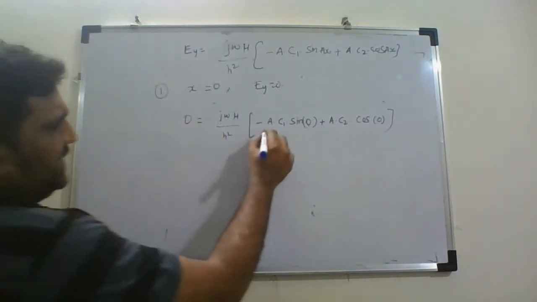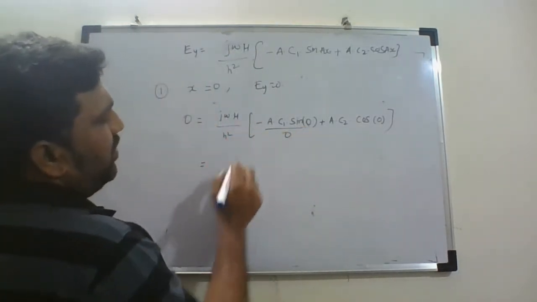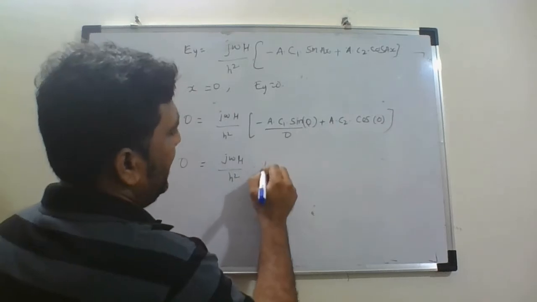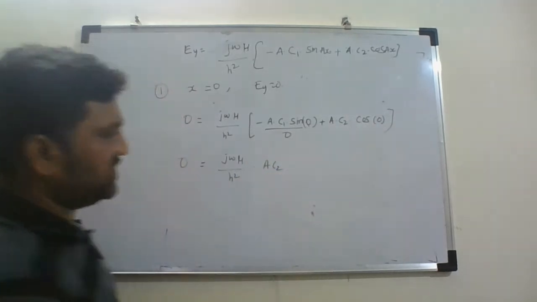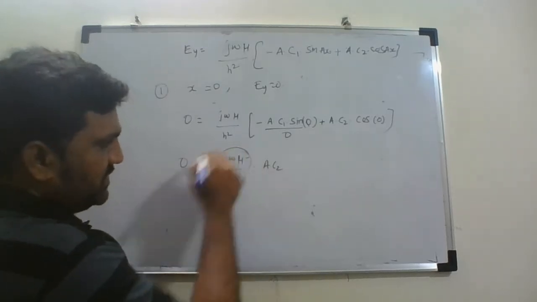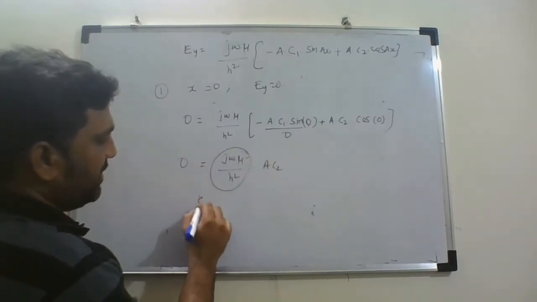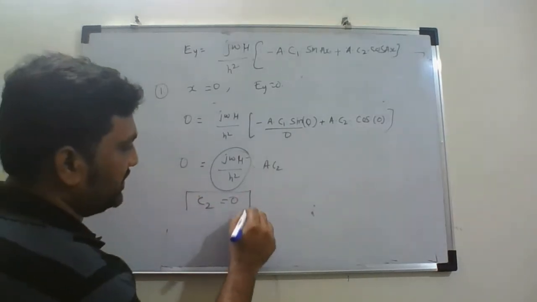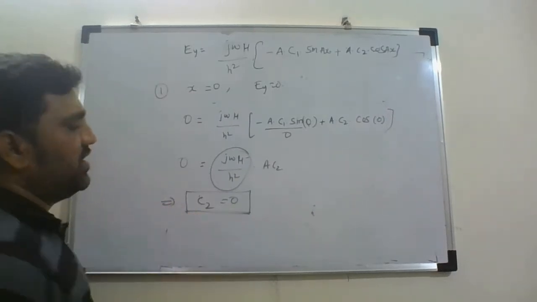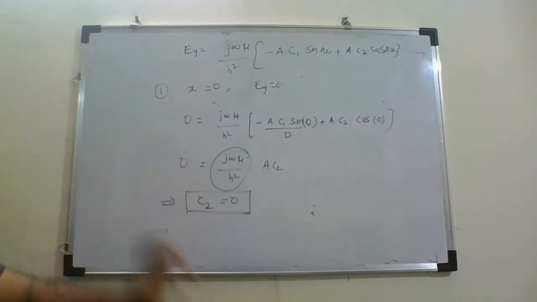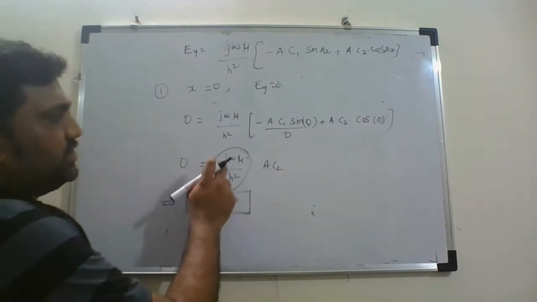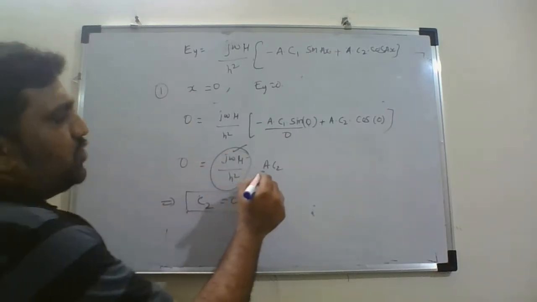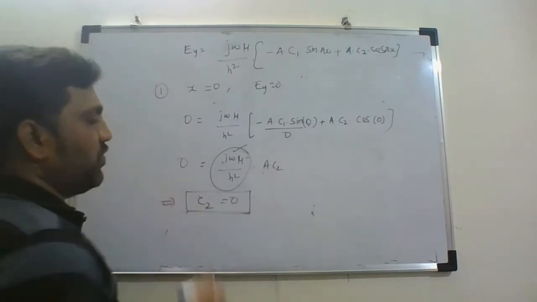We know that sin 0 is 0, so this term vanishes. Then j omega mu by h square into a C2, with cos 0 as 1. This cannot be 0, therefore a C2 should be 0. That implies C2 is equal to 0. a cannot be 0, and j omega mu by h square are constant values, so only C2 can be 0.